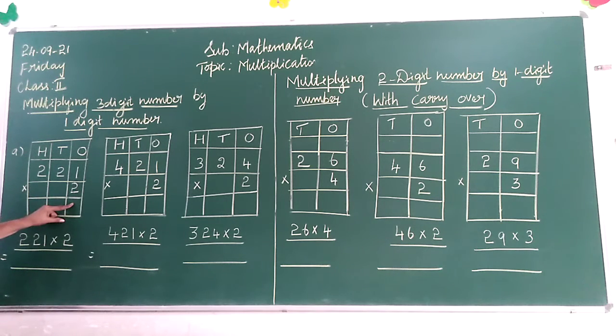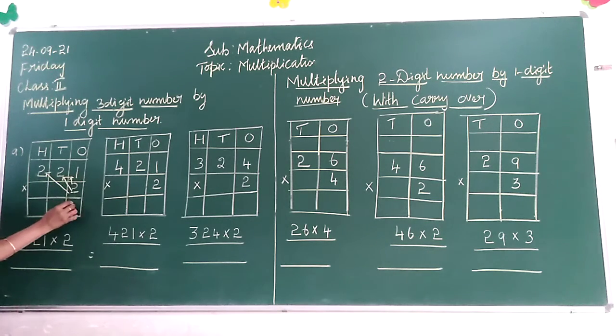First step is you have to multiply the given number 2 by 1. That is, from 1 you have to start. Second step is you have to multiply 2 by 2, that is, the number in the 10's place. Third step is you have to multiply this 2 by this 2, that is, the number in the 100's place. So first step is multiply 2 by 1.